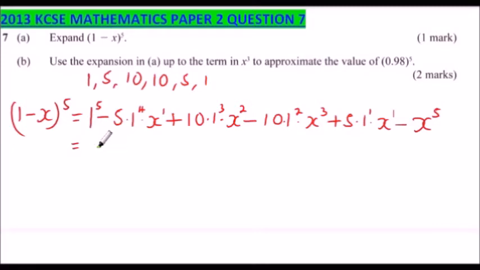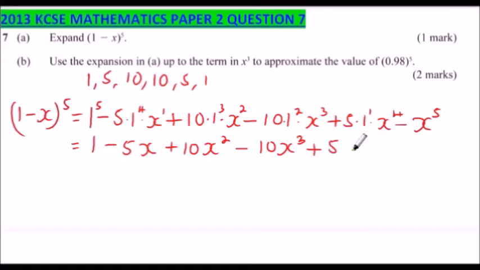So we can write it properly and say this is 1 minus 5x, then we have plus 10x to power 2, then we have minus 10x to power 3. We have plus, okay, here I think we forgot there. So we have 5x to power 4, and we have minus x to power 5. Now we have the expansion, so there you'll be able to get 1 mark. So there you get 1 mark for that.